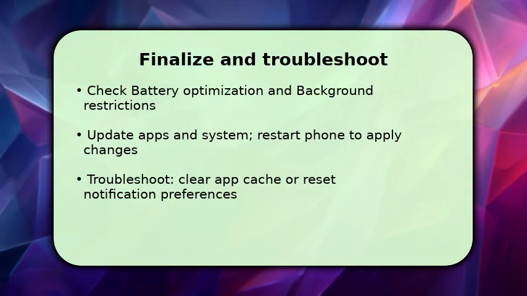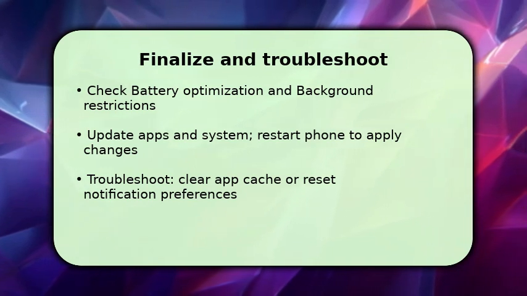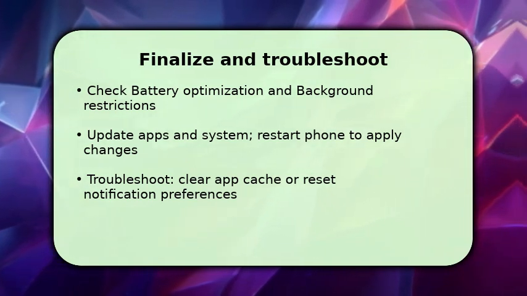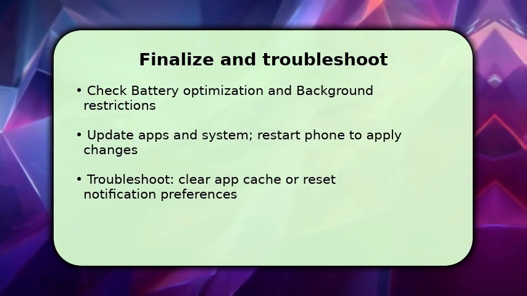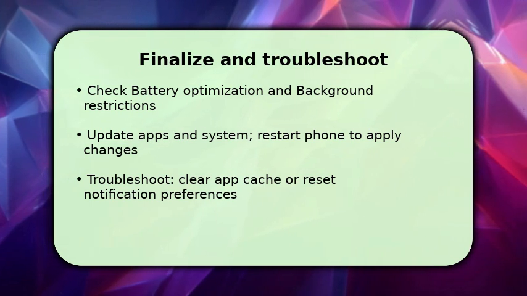Finish by reviewing battery optimization and background restrictions. Some apps re-enable themselves when aggressive power settings are applied, so make sure your changes persist. Update the app and system software, then restart the phone to apply all settings cleanly.